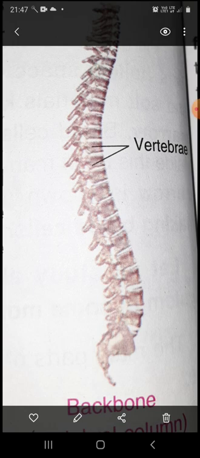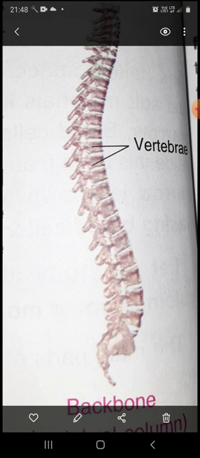And the spinal cord, you know the function of the spinal cord. It receives messages from the sense organs and gives them to the brain. Again, it receives commands from the brain and gives them to different organs. So sending and receiving messages is the main function of the spinal cord.